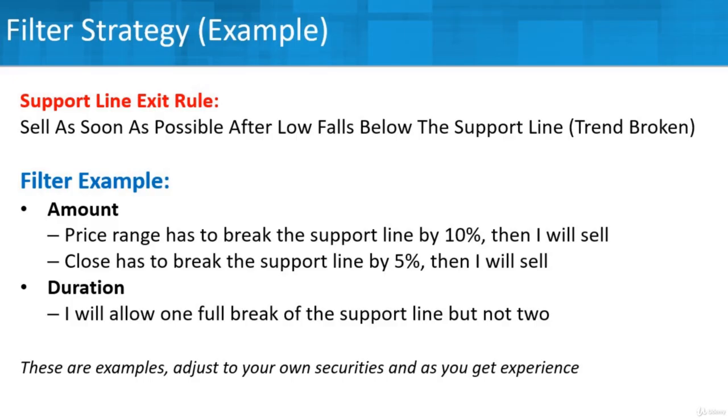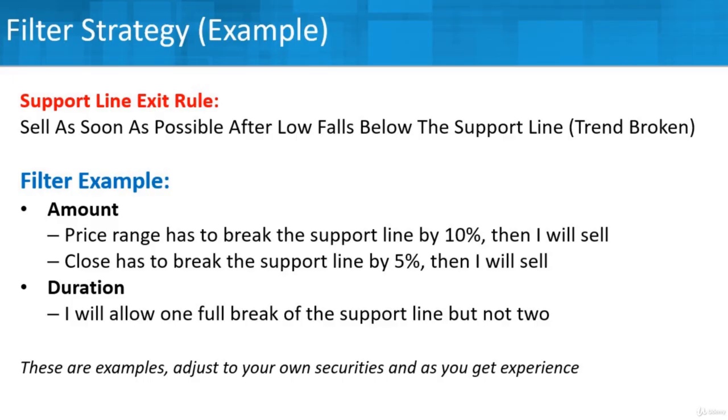But also, some securities have wider trading ranges, and so 5% or 10% might be too low. Maybe you want to make that even steeper, or vice versa. You may make that 2% and 4% or whatever. You can pick one or both, either way. But the idea is you're picking an amount that the price has to break the support by in order for you to take action. In this case, we're looking at breaking a support line to sell. So in this case, we would sell.